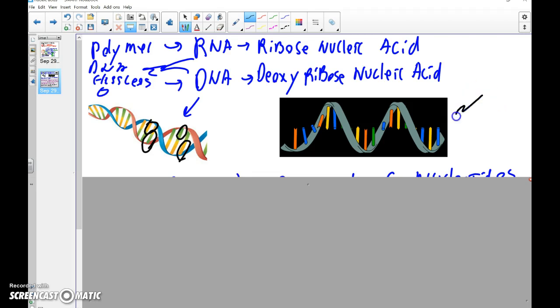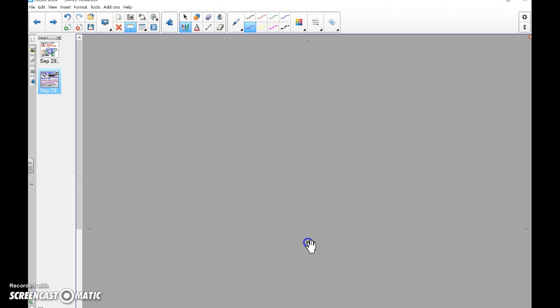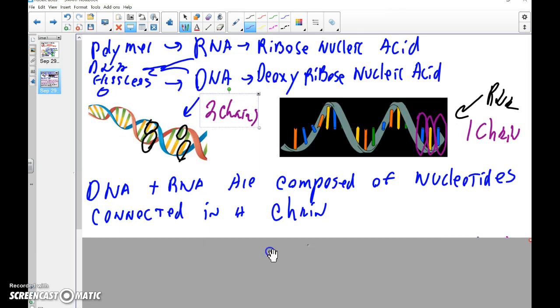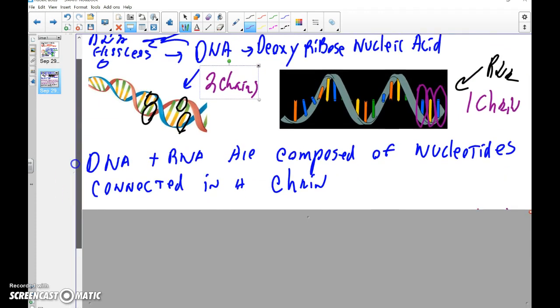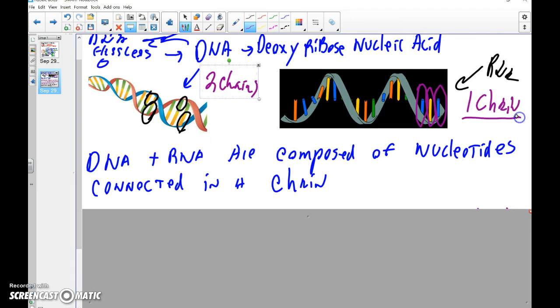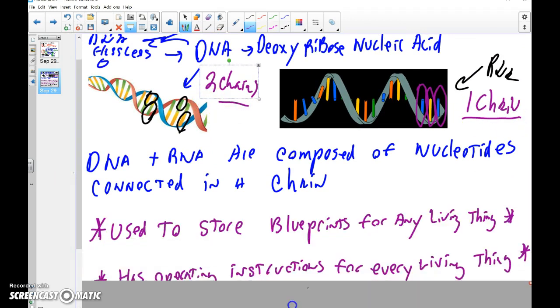Over here, this is RNA. And RNA also has these nucleotides. This is a nucleotide. This is a nucleotide. This is a nucleotide. But the thing about RNA is it's only one chain. DNA is two chains. But they're both built of nucleotides combined in a row. So, like we said, DNA and RNA are composed of nucleotides connected in a chain. The difference is that RNA is only one of those chains, whereas DNA is two.